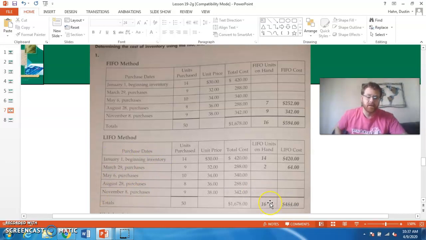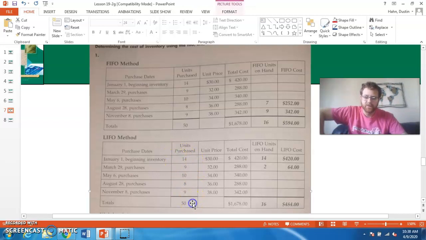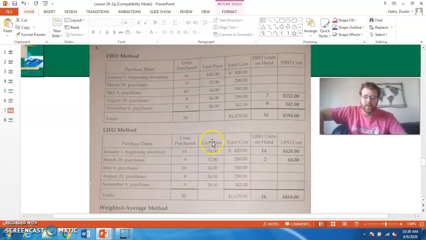So 16 units on hand. We have 14 from the January 1st still left. And then we need 2 more, so 2 of the 9 are still left over from that March 29th purchase. Again, add all these numbers up, equals your 50. Here's all your unit prices.